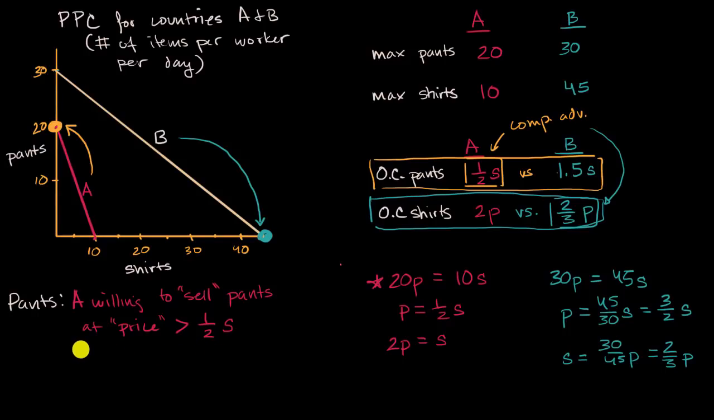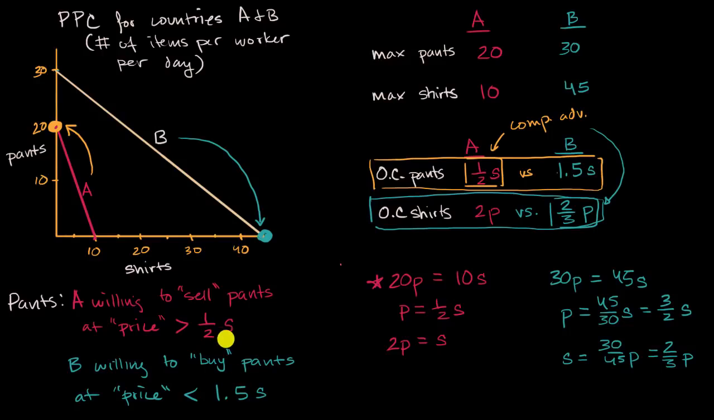And likewise, what about country B? Well, B is willing to buy pants. They need pants. Otherwise, they would just be walking around with only shirts on. Willing to buy pants at a price less than their opportunity cost for pants. And so that would be less than 1.5 of a shirt. So what would be a price that is greater than half a shirt and less than 1.5 of a shirt? And really any price in between these two values would work.